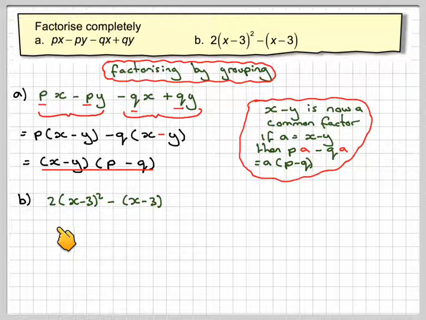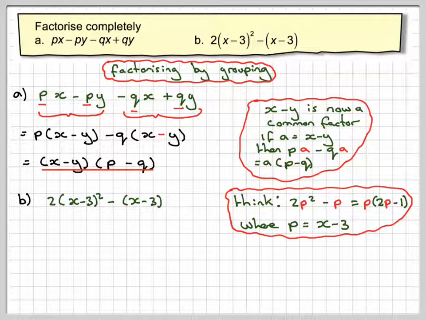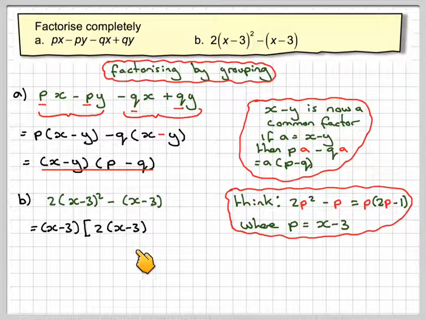In the second example, 2(x - 3)² - (x - 3), you have to think of this as 2p² - p. And what's the common factor here? You would take out p and you'll be left with 2p - 1. So if you think of this as p and this is p, so p² - p, so (x - 3) would have to come out, and we're going to be left with 2(x - 3) - 1.